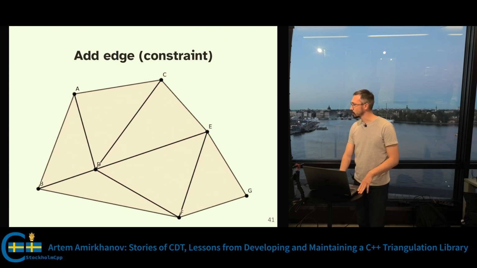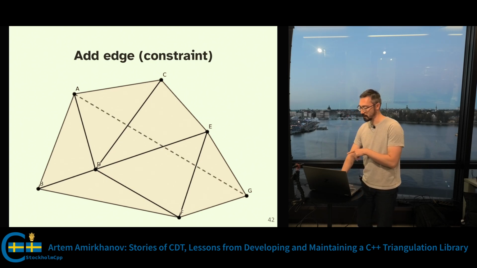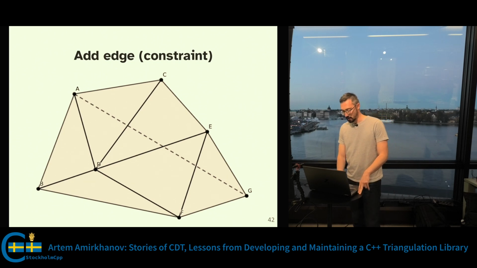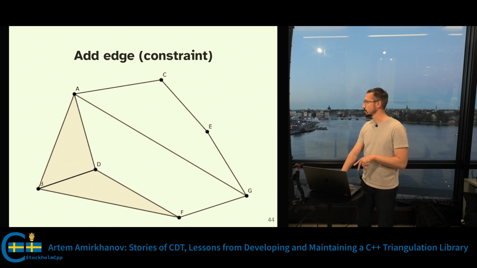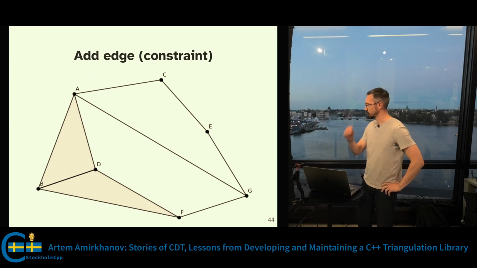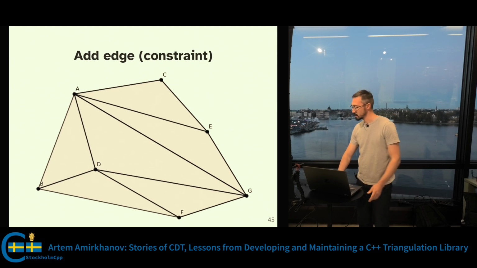How does it work to add a constraint, a fixed edge, in the triangulation? Let's say we want to have an edge between A and G. First, we find all the triangles that are intersected by this edge. We remove them. We have 2 pseudo-polygons. I mean, they're just polygons, I don't know why pseudo. And then there's a method that quickly triangulates them. So you end up with this.